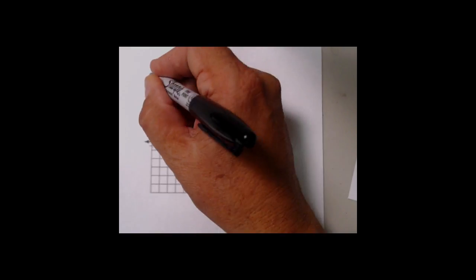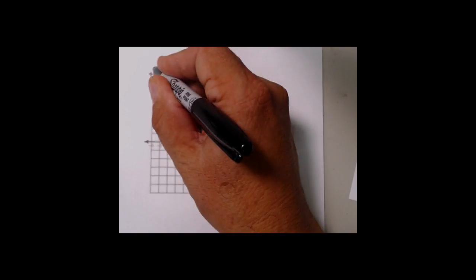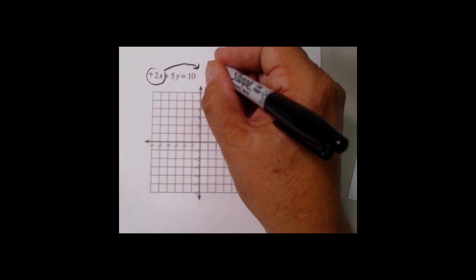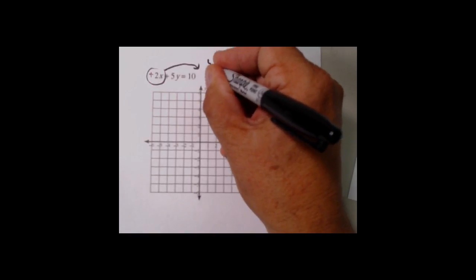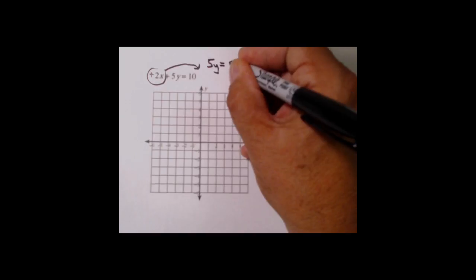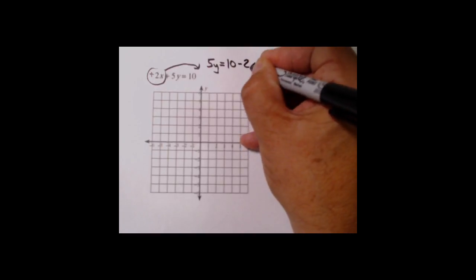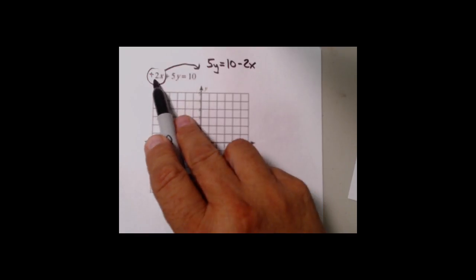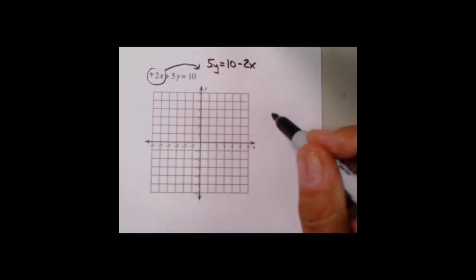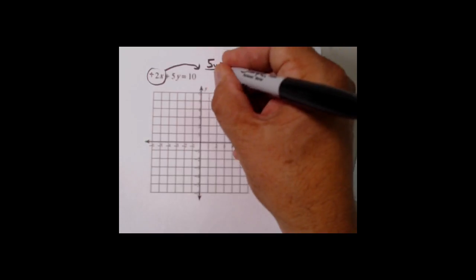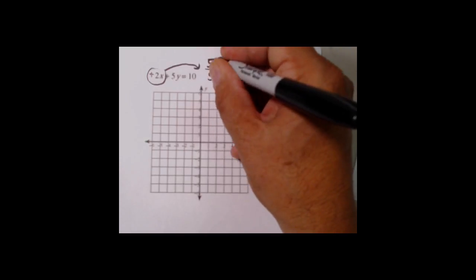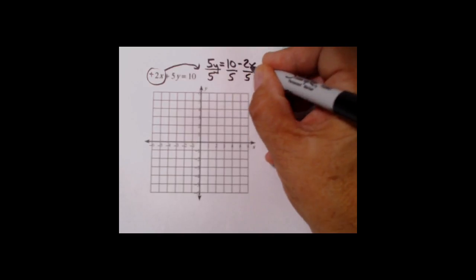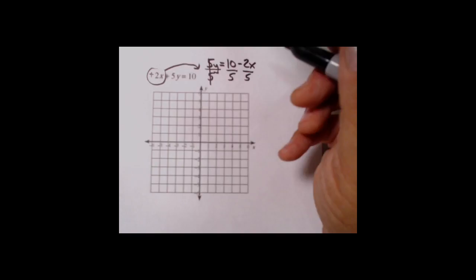So here we go. This is officially a plus 2x in front. So I'm going to jump this over to the other side. So what I've got here now is 5y equals 10 minus 2x. The 5y stayed on the left, the 10 stayed on the right. The plus 2x, when it jumped to the other side, became minus 2x. Now what we do is we divide everybody by 5, so we get the y just by itself. So here it goes. The 5's, of course, cancel here.